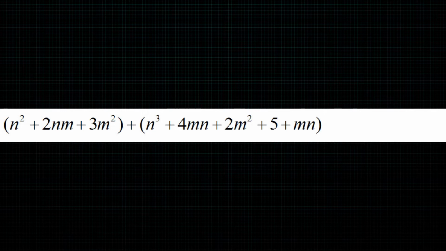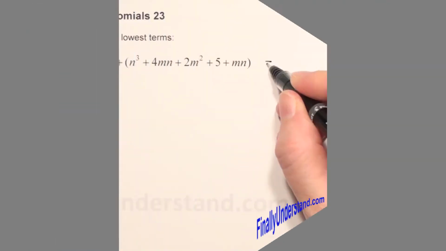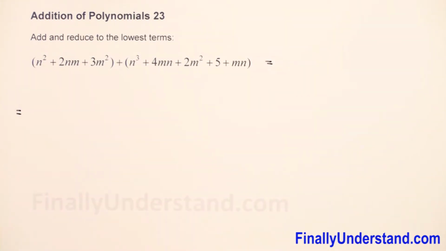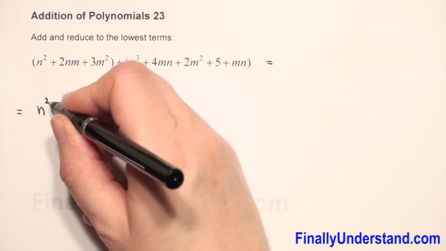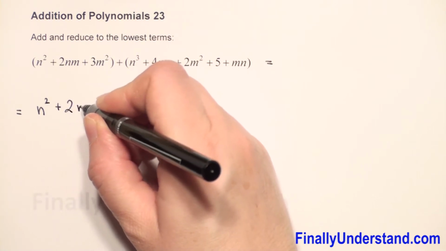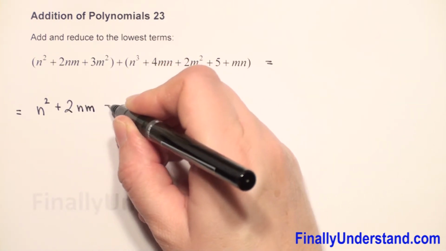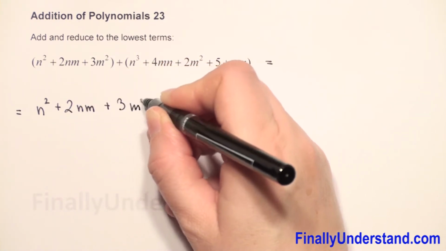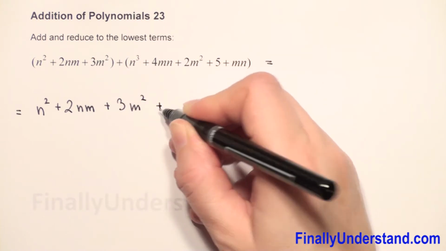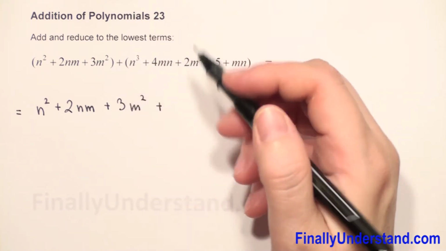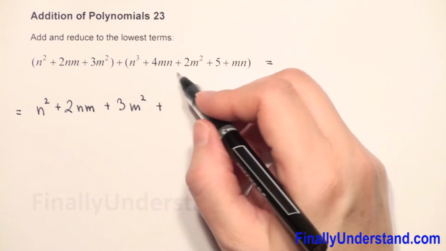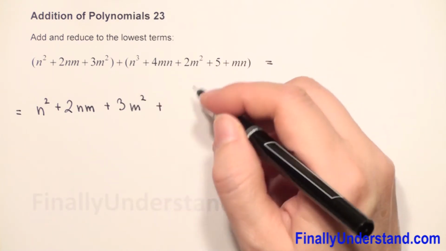We have addition of polynomials. We have two polynomials. First, we have to take down the parentheses. So we have n squared plus 2nm plus 3m squared plus, and before parentheses we have positive sign, so we take down parentheses and keep the sign which we have in parentheses.